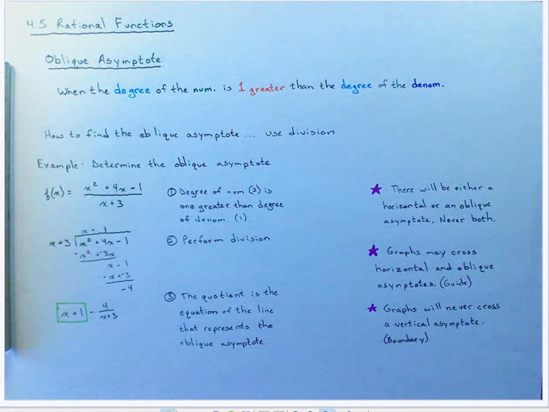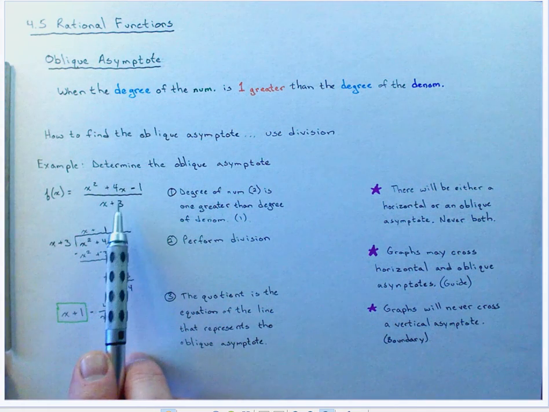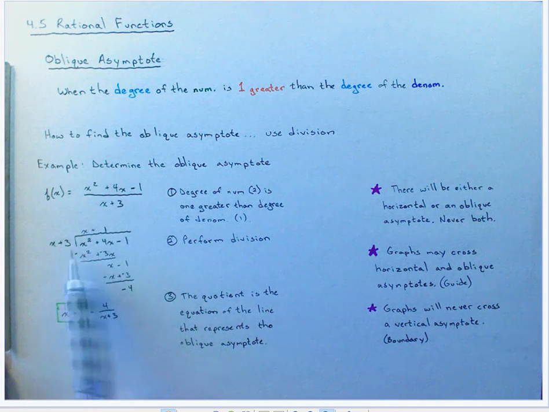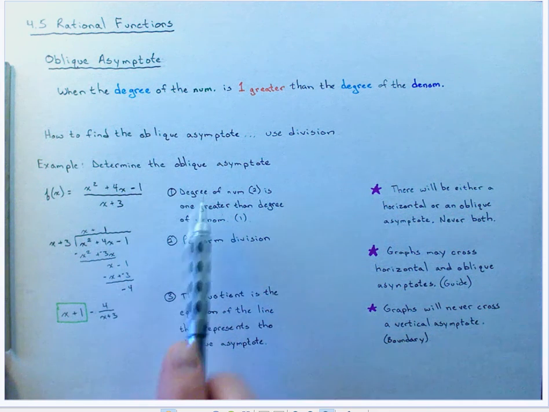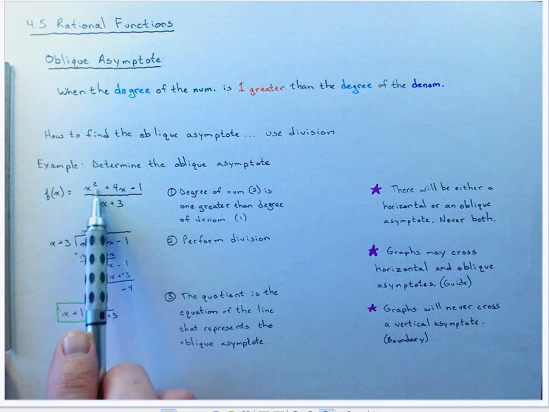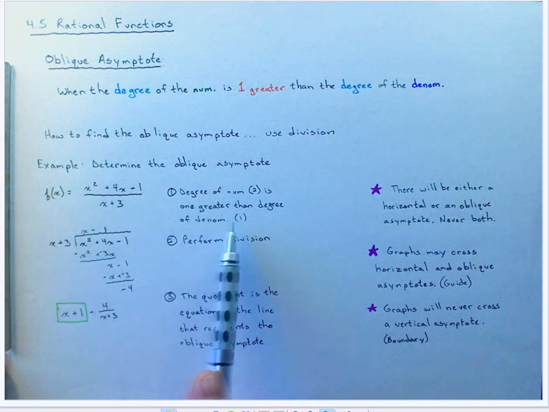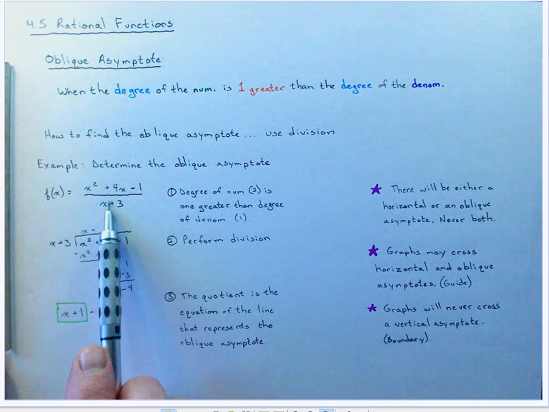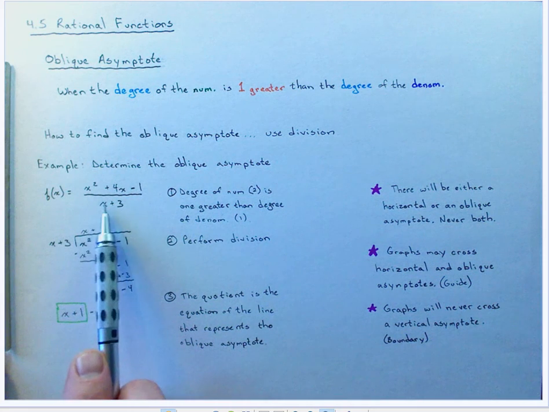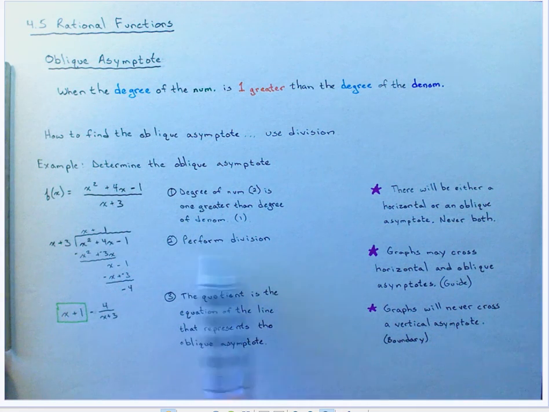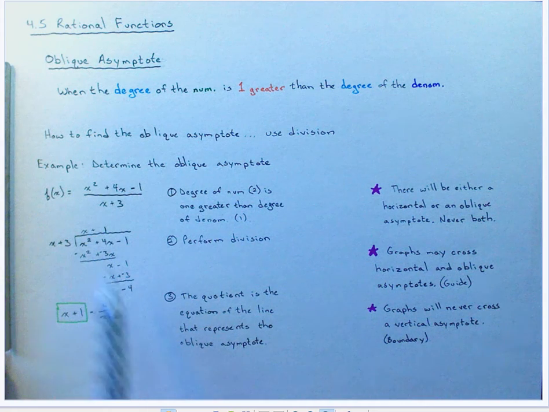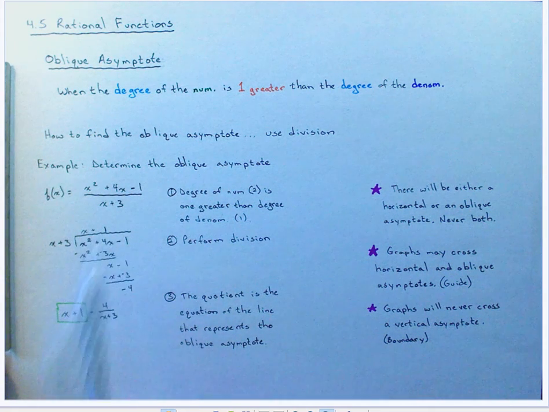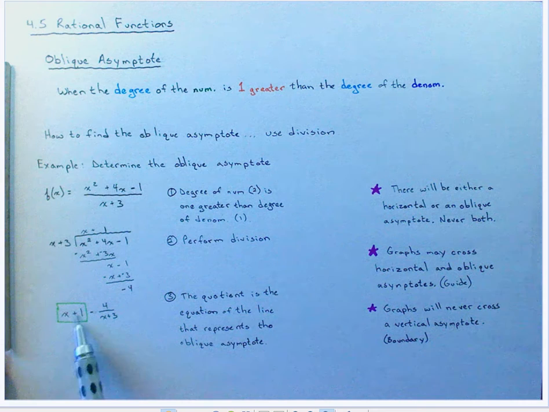So given the rational function f of x, we're actually going to turn this into a long division problem. The degree of the numerator is 2. Is it 1 greater than the degree of the denominator? 1. There's an understood 1 there. So I know I can have an oblique asymptote. So I perform the division, and what I end up with is the quotient of x plus 1. The quotient is the equation of the line that represents the oblique asymptote. So x plus 1.